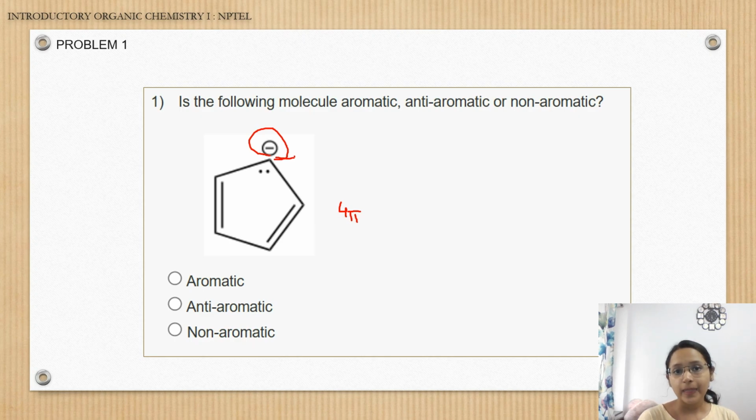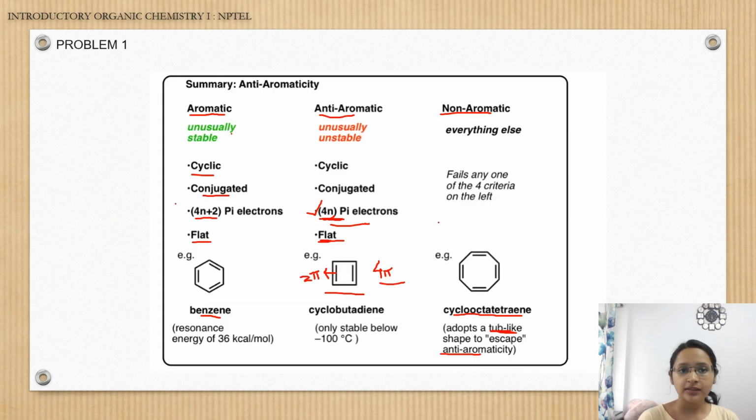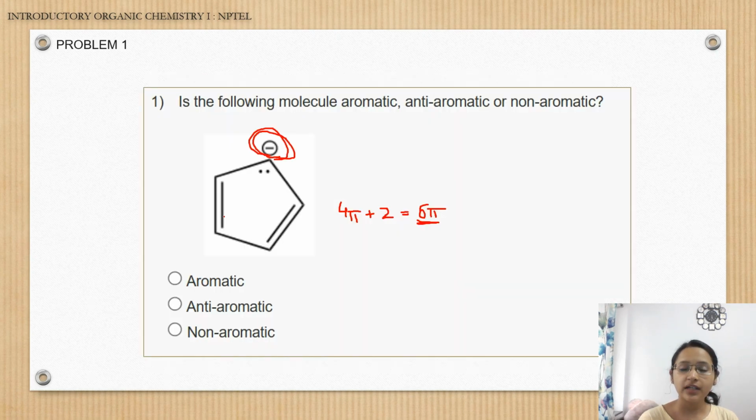So because of the presence of this negative charge, it would also add 2 electrons to these 4 pi electrons. So there 2 electrons are also present. Here you will end up having 6 pi electrons, right? And I have told you, when the compound is falling in this particular region, having 4n plus 2 pi electrons, then it should be aromatic.